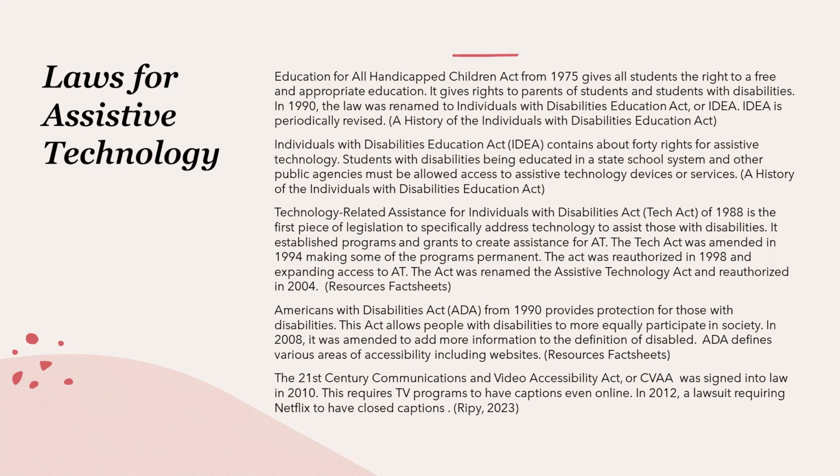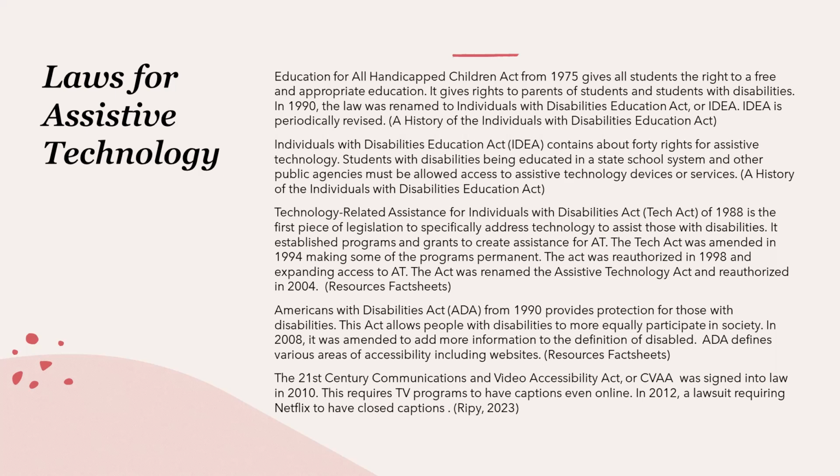Then we get to the more society-based laws. So we've got the Americans with Disabilities Act, ADA, from 1990, which provides protection for those with disabilities. This act allows people with disabilities to more equally participate in society. In 2008, it was amended to add more information to the definition of disabled. ADA defines various areas of accessibility, including websites.